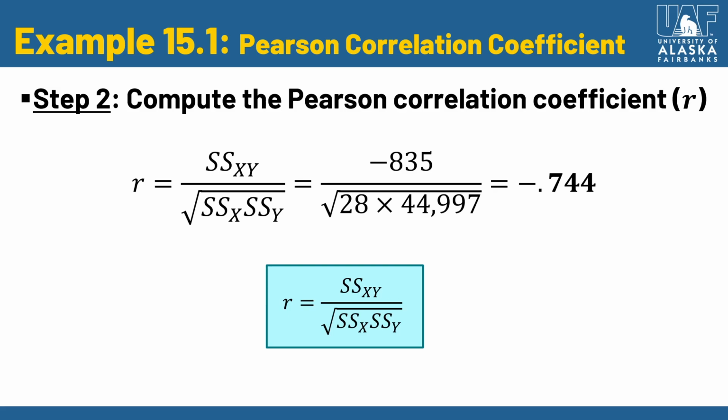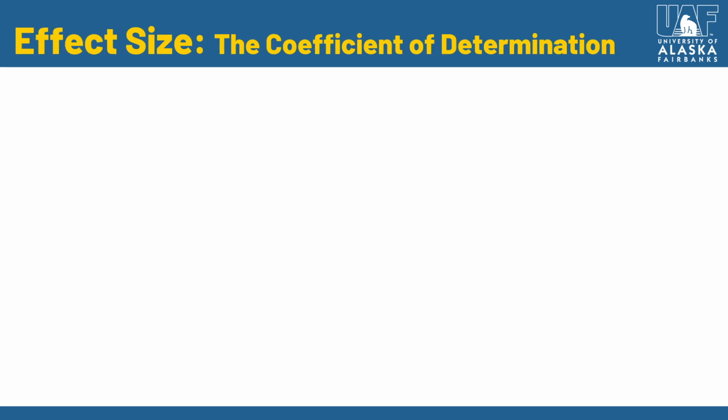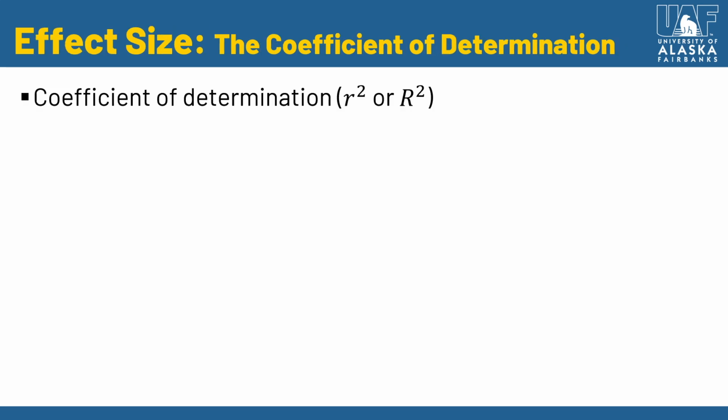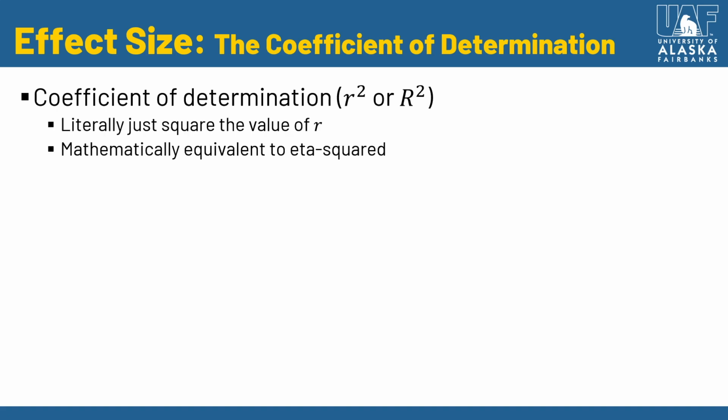And then we'll just plug our values in. We do that, we'll get a value of minus 0.744. Right, so you can see a pretty strong negative relationship between the two, which we predicted just by looking at the graph earlier.